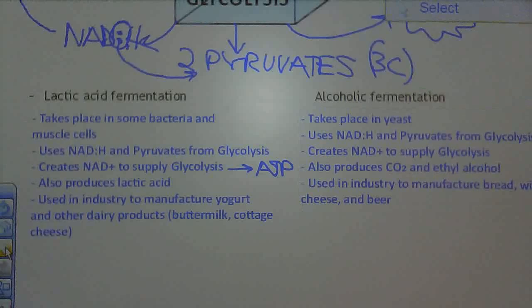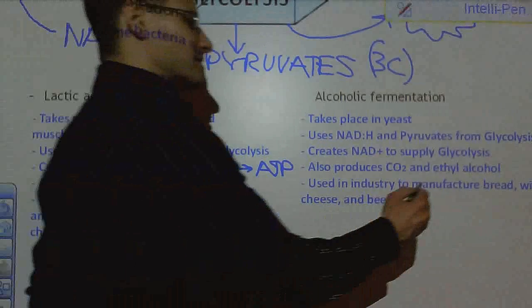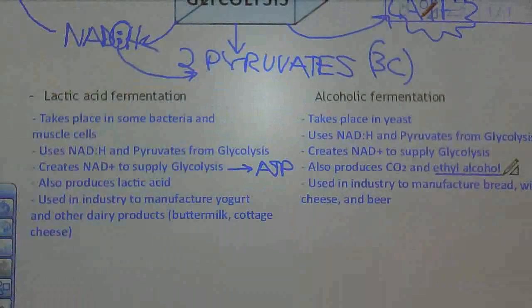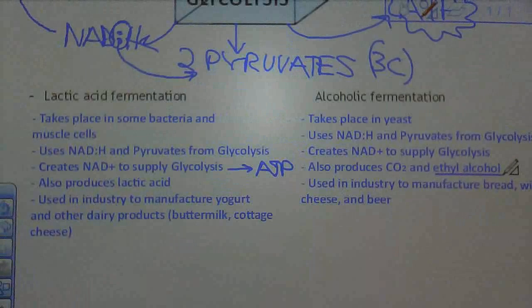So alcoholic fermentation takes place in yeast. It also uses NADH and pyruvates from glycolysis, no surprise there. It also creates NAD+ to supply glycolysis. Here's the difference in alcoholic fermentation: there's also carbon dioxide being produced. And again, hopefully obviously, alcohol. And in this case, it's used in industry to make things like bread, wine, cheese, beer, and things along those lines.